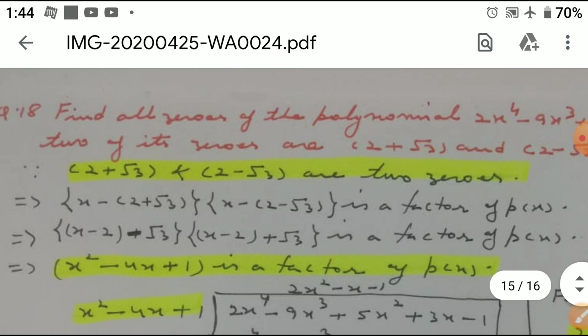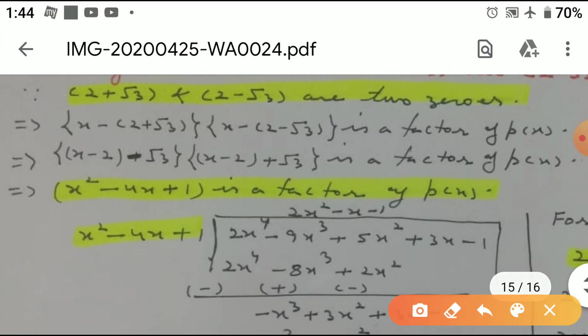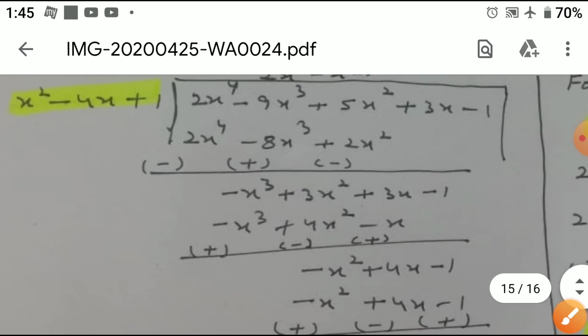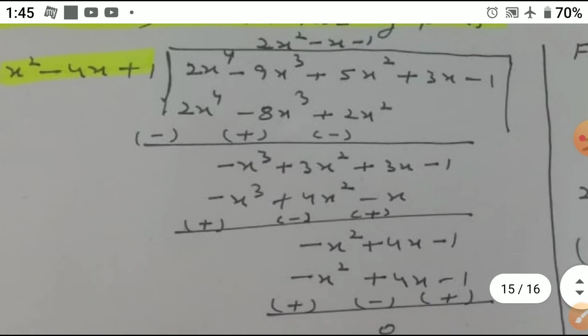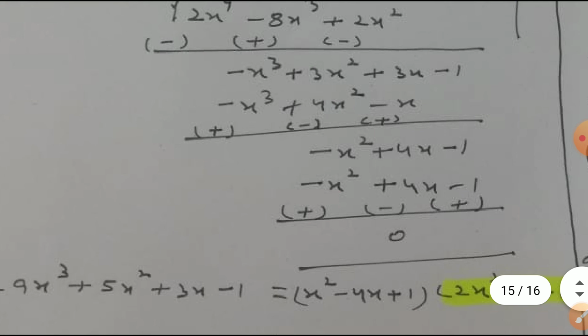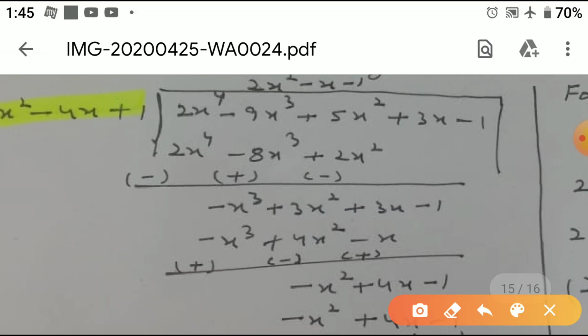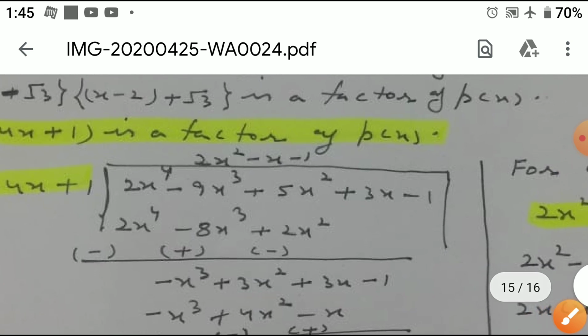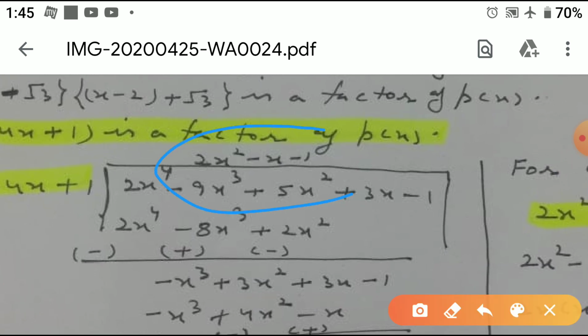When you solve this, we get x square minus 4x plus 1 is a factor of p(x). Clear? If x square minus 4x plus 1 is a factor of p(x), it means it is completely divisible. So do this division process. After doing this division, the remainder is 0 and this is the quotient, and the quotient is 2x square minus x minus 1.